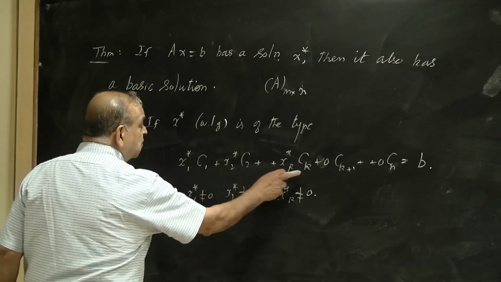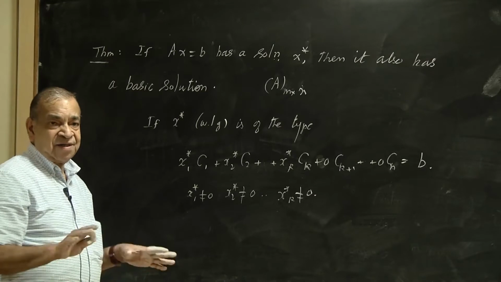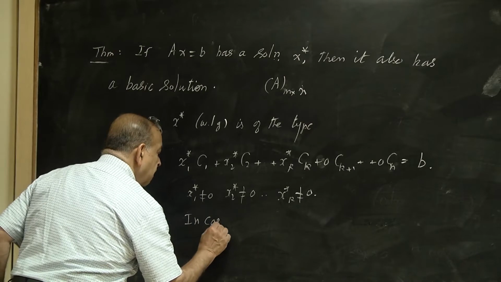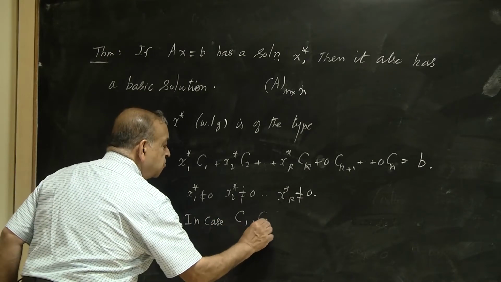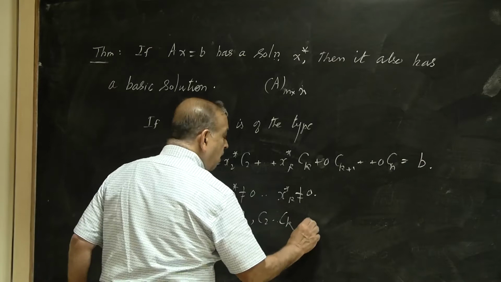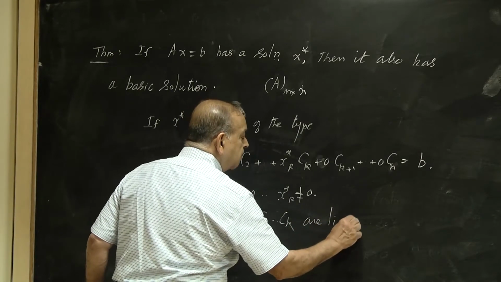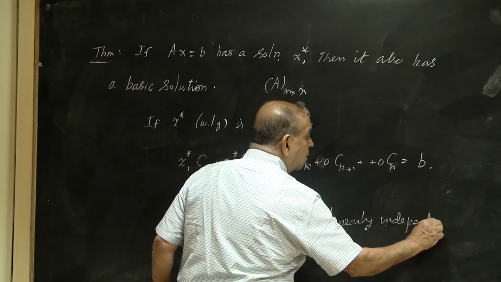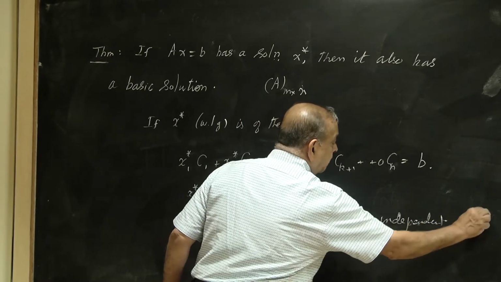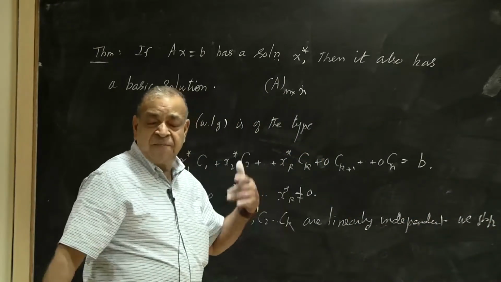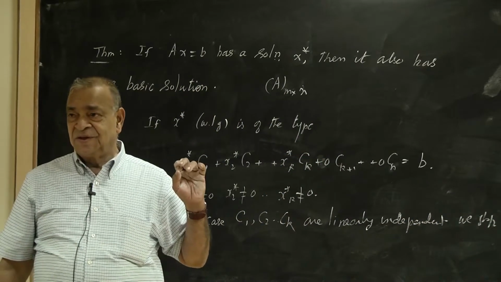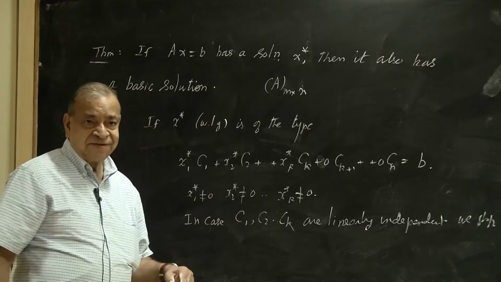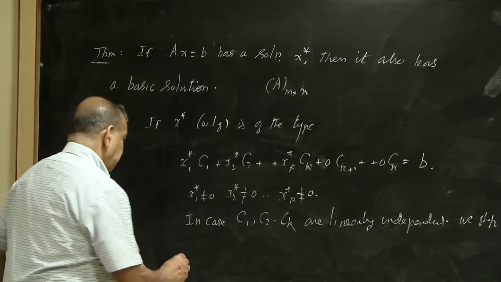In case these columns C1, C2, ..., Ck are linearly independent, we stop. So what we have is itself a basic solution. Agree? What we have is a basic solution. Suppose they are not. Agree? Suppose they are not.